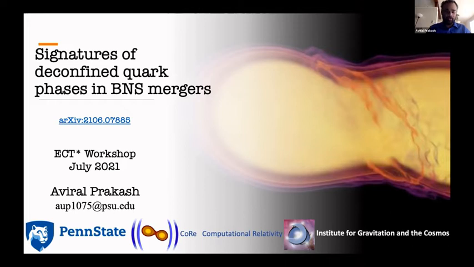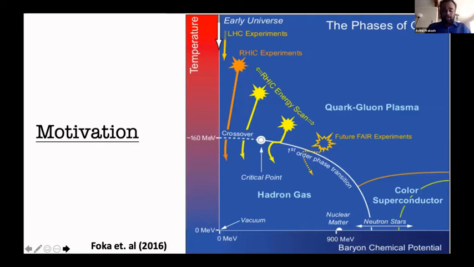So let me begin by motivating my talk a little bit. I really don't need to give an introduction to the schematic which I present here, especially to this audience. But just for the beginning, I show you a schematic of the phase diagram of strongly interacting matter.